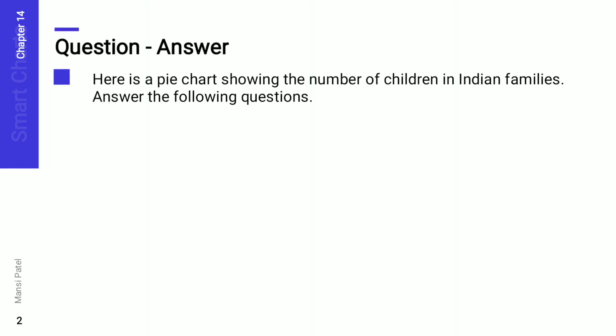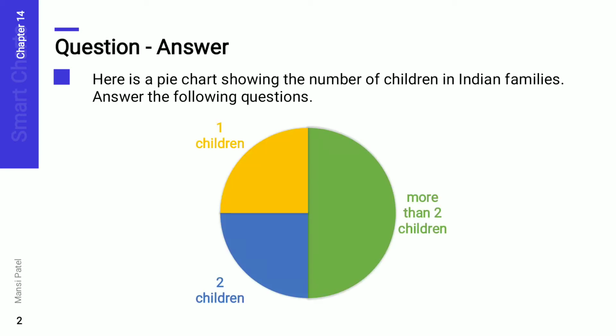The first one, here they have given one pie chart to you, and this pie chart shows the number of children in Indian families. And you have to give answers to the questions. But before solving some of the questions, here we are going to study this pie chart. Pie chart means circle graph. With the help of the circle, they have given different information to you. So here they have given the information of the number of children.